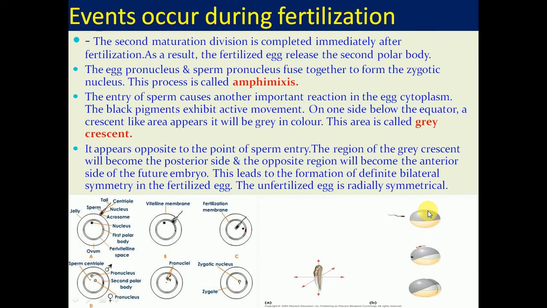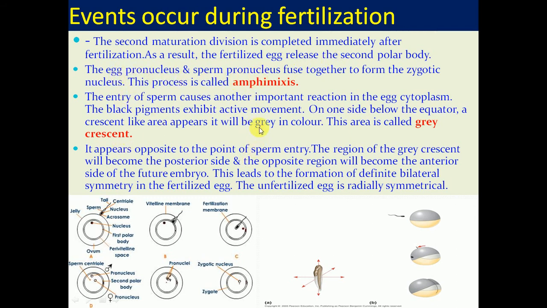Now next, what happens again? The second maturation division is now completed. So in oogenesis we can see that after the fertilization process, the second maturation division can start. The second maturation division is completed immediately after fertilization, and as a result the fertilized egg releases the second polar body, and we get the egg pronucleus and the sperm pronucleus.